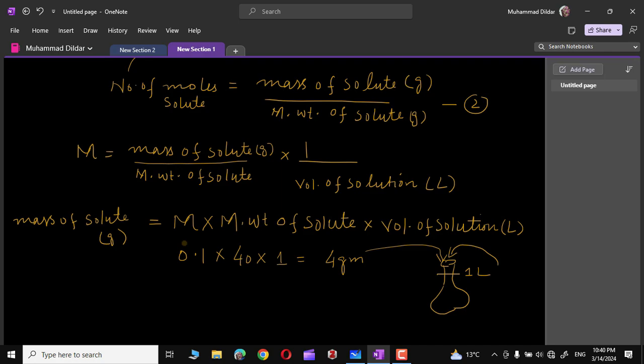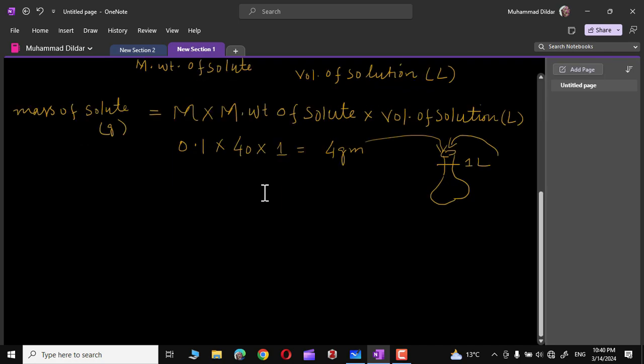And one more thing, H2SO4 or HCl is not 100% pure. So we need to make sure that the percentage purity of the acid is also being taken into account. So let me show you how we would do that. You know, mass of the solute can also be written as volume into density.